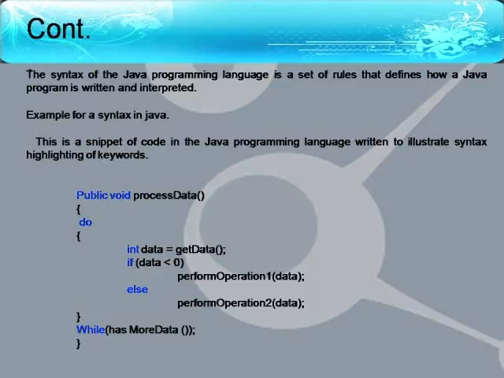Boolean. The boolean data type has only two possible values, true and false. Use this data type for simple flags that track true-false conditions. This data type represents one bit of information, but its size is not something that is precisely defined. Char. The char data type is a single 16-bit Unicode character. It has a minimum value of 0 and a maximum value of 65,535 inclusive.